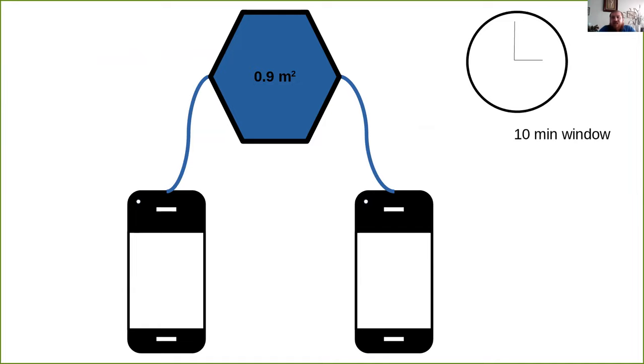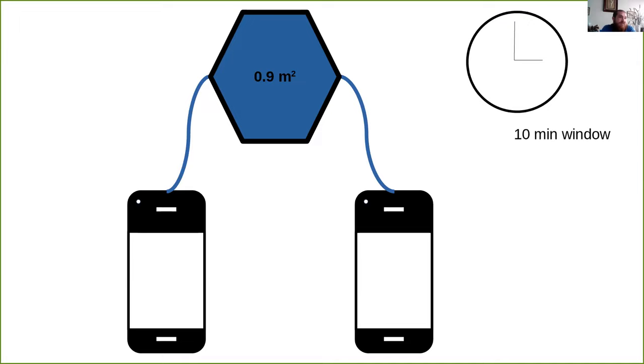So what we do is that we take Mexico City and we do a hexagonal tessellation using the H3 algorithm, the one developed by Uber. And we do the tessellation having these hexagons of about 0.9 square meters, so that we know that if two devices are in the same hexagon, they are actually quite close together. So they are in what we consider a close physical distance, which, as I said before, is the type of contact in which COVID can be transmitted.